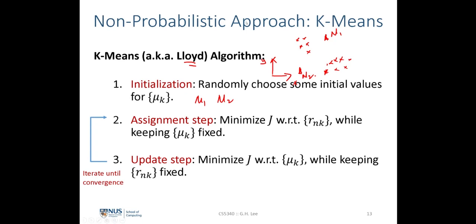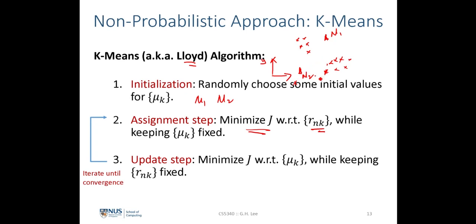After I have initialized mu with some randomly initialized values, we'll proceed to the first step, which we call the assignment step. This means that since we have the mu's from the initialization, for each one of these data points we have to assign it to its respective centroid or cluster, mu1 or mu2, such that it minimizes the cost function, the sum of square distances that we defined in the previous slide, with respect to r and k, which is our assignment, while keeping the mu's, the centroids of the clusters, fixed.